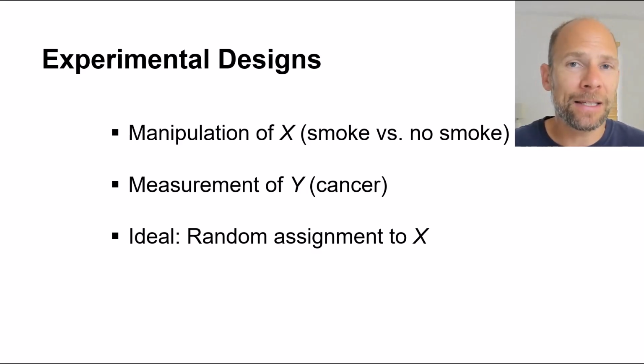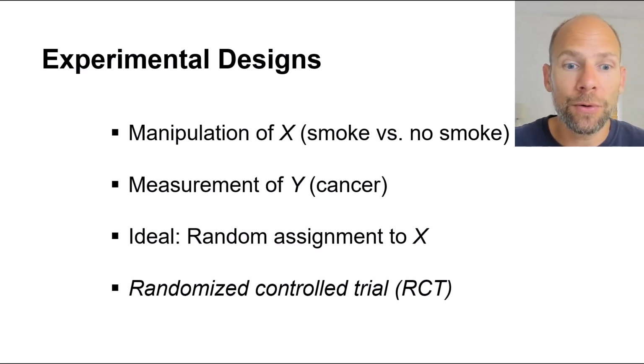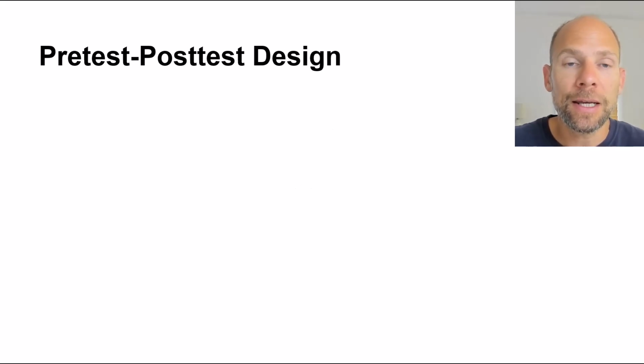So that would be ideal: if you can randomly assign people to X conditions, then manipulate X, and then measure the dependent variable Y. Let me show you an example of how this can be done. This is often done in so-called randomized controlled trials, or RCTs. Here is an example of such an RCT called a pre-test post-test design, where first of all we have random assignment, RA, to two or more groups. In the simplest case, just two groups, G1 and G2.